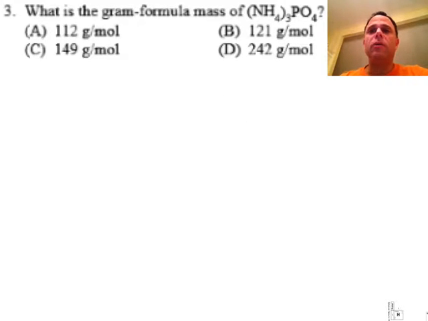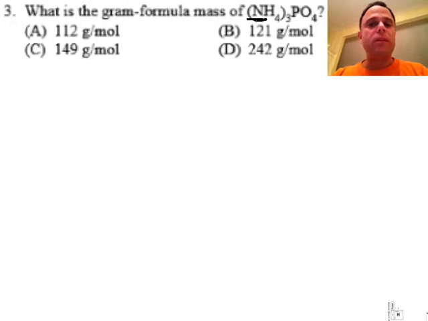Alright, now on to number 3. What is the gram formula mass for ammonium phosphate? Now the gram formula mass is very similar to the mass expressed in AMUs, but because it's out of 1 mole, it actually bumps it up to a usable scale. So instead of AMUs, we're going to say grams per mole when it comes to the mass for each of these elements. So let's inspect what we have here.